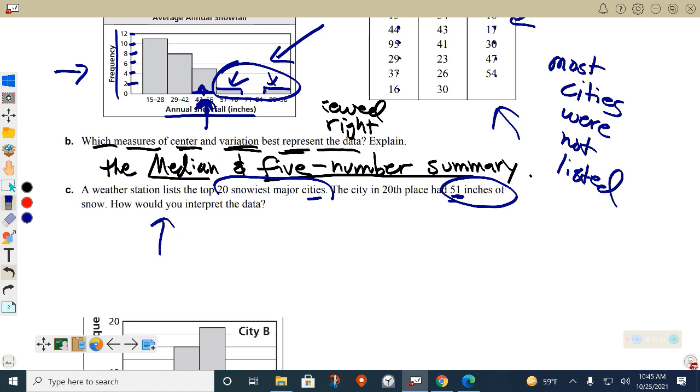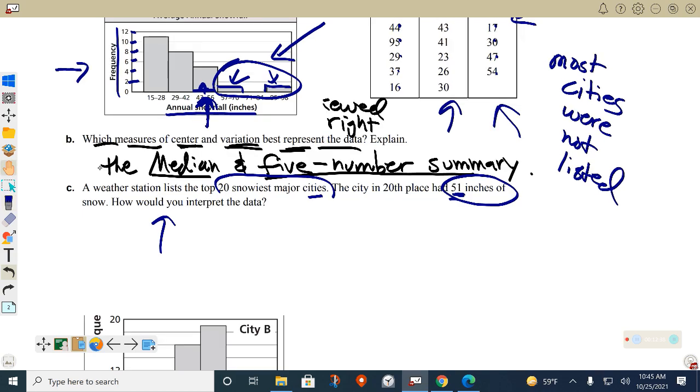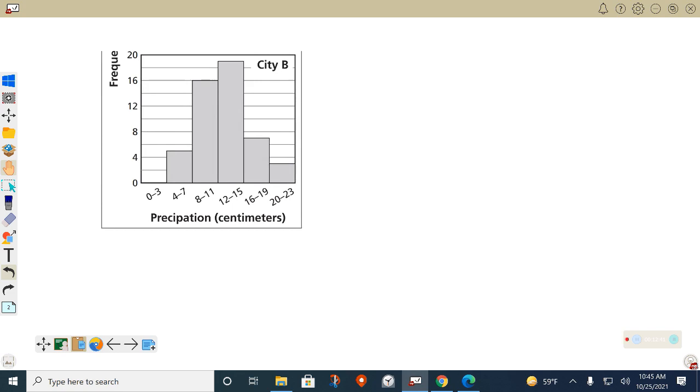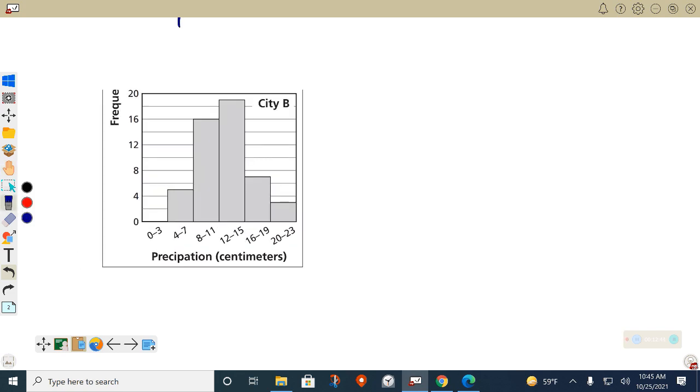So it says, how would you interpret the data? We could say most cities are not listed here. Okay, that's for C on your note guide. And this one is not on your note guide. So look at this example. You don't have to write this down. Just pay attention to what I'm saying here. You don't have to draw this. This is just an extra example I want to discuss here.